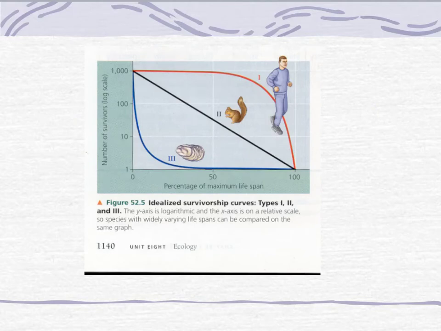Here we have the survivorship curves, and there are three types. Basically on survivorship 1, the number of survivors is pretty high over the maximum lifespan, and then it starts to drop. Compare that to survivorship 3, where lots of them die before their maximum lifespan, and very few actually live out the whole time. And then compare that to survivorship 2, where organisms are dying consistently over time.